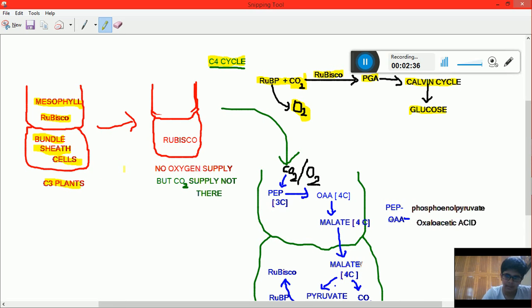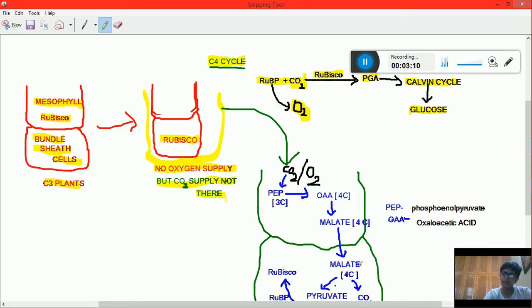But when there is a C4 plant, like this is a C4 plant, what happens? The Rubisco fully travels to the bundle sheath cells. The bundle sheath cells are covered on all sides by different substances, and they don't allow oxygen supply inside. Means inside these bundle sheath cells there is no oxygen supply, or no air can travel through. But if there is no oxygen supply, similarly there is no carbon dioxide supply also.